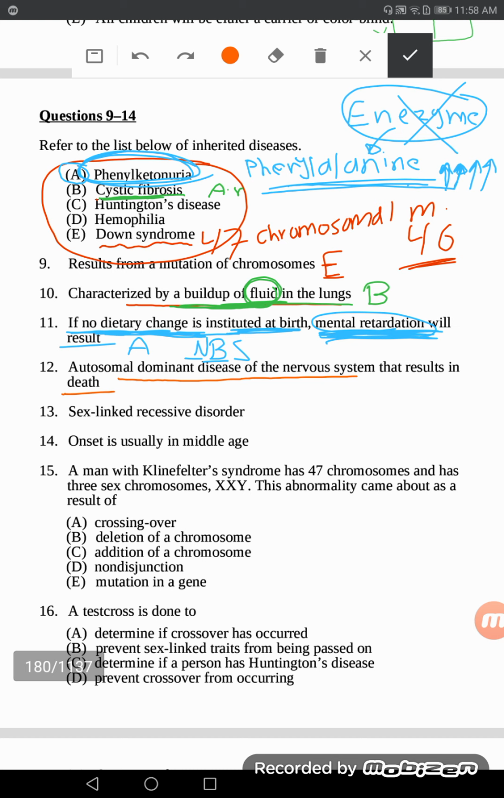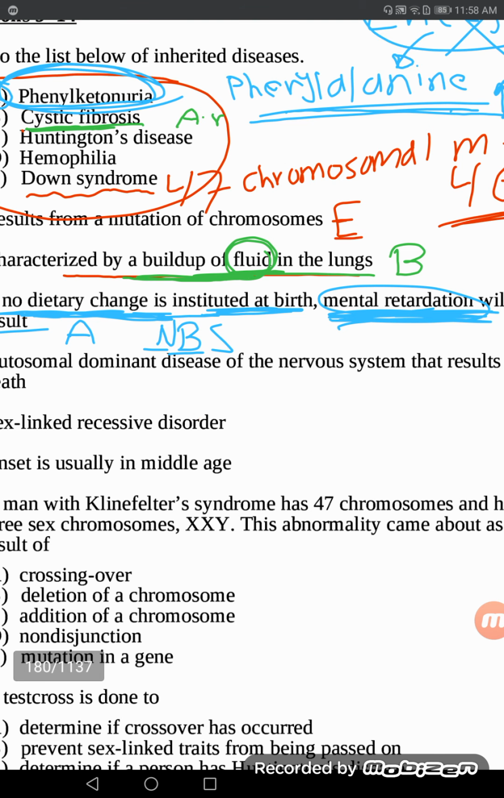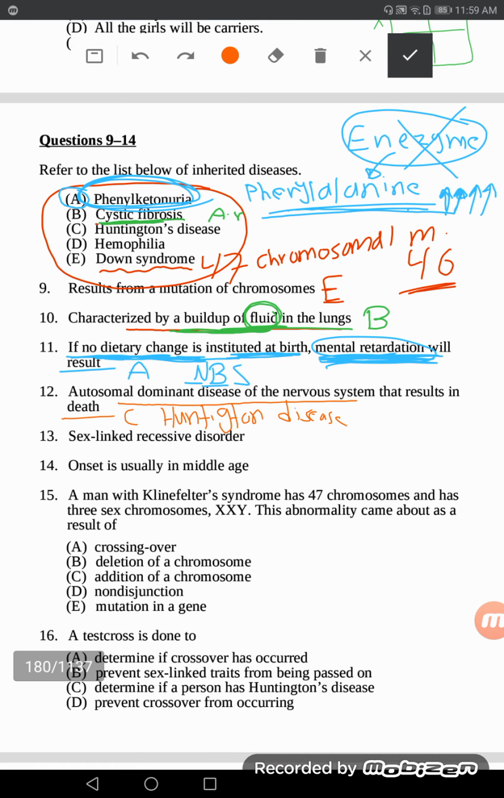So, Huntington disease, see, the Huntington disease. It is an autosomal dominant disease of the nervous system, okay, that results in death, it causes death, okay. So it is Huntington disease.